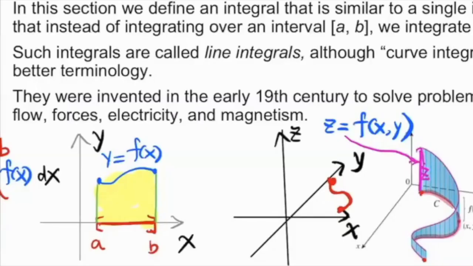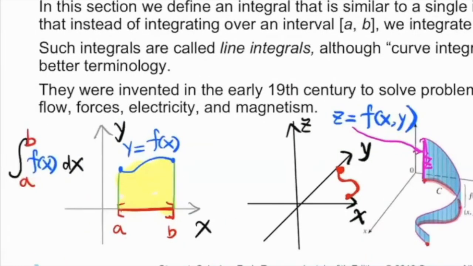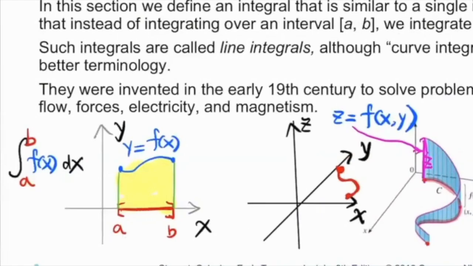The z coordinate is the function value. So for every point on this curve, we have a corresponding function value above. We're going to compute this line integral, the line integral of this function over the curve.